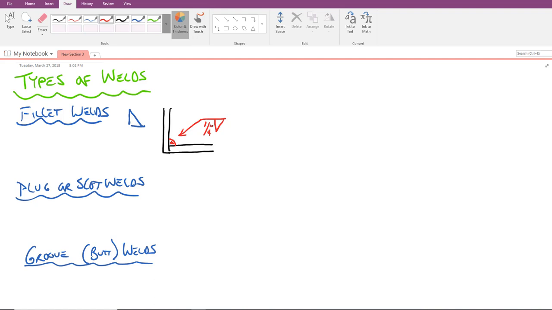Groove weld is the other most common type of weld that you will see. But the major difference is fillet welds are designed to carry shear as well as tension and compression loads, whereas groove welds are typically used for just direct tension or compression. So anytime you need to make sure and transfer shear across a connection, a fillet weld would be the one that we would want to use.